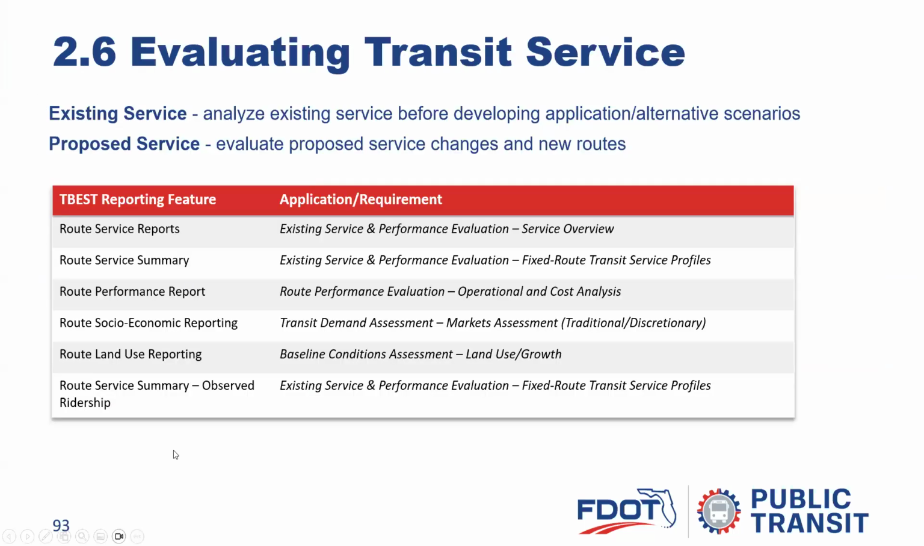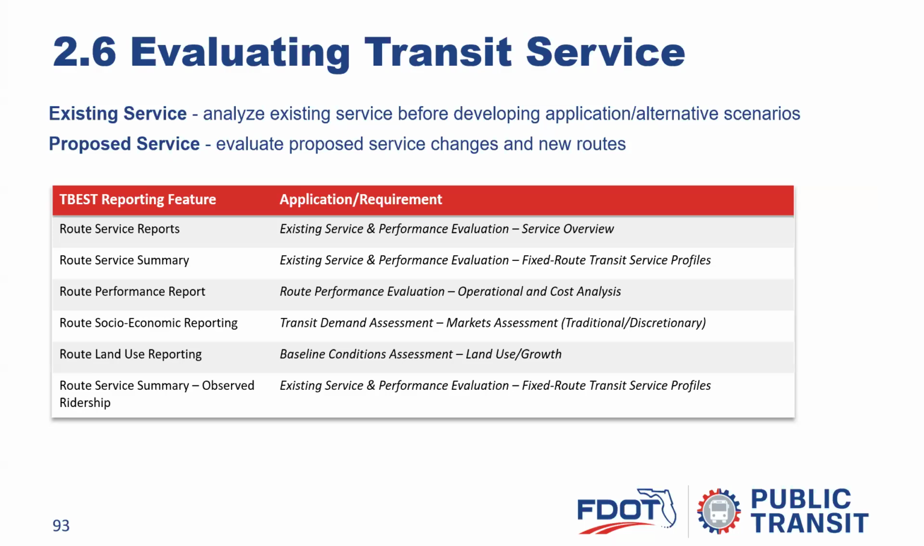Okay, so evaluating transit service. Now we know what a route is. You analyze existing service before developing applications or alternative scenarios, basically what's on the ground right now. Then you have proposed service, where you evaluate proposed service changes and new routes. You can do that with multiple reporting features in T-BEST to support different applications or requirements, whether it's a TDP, a COA, or different types of grant applications.